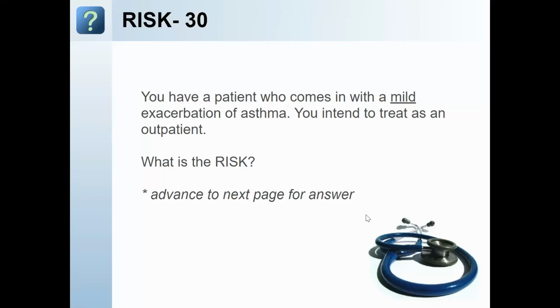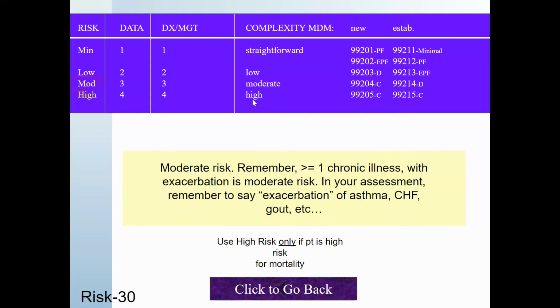Let's look at risk for 30. You have a patient who comes in with a mild exacerbation of asthma, and you intend to treat this patient as an outpatient. What is the level of risk? Again, moderate risk. So to illustrate this, let's look at your little worksheet.